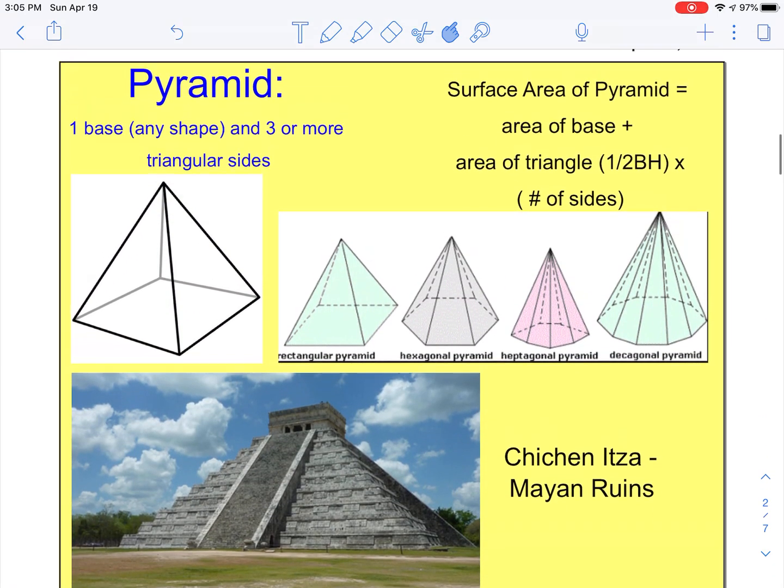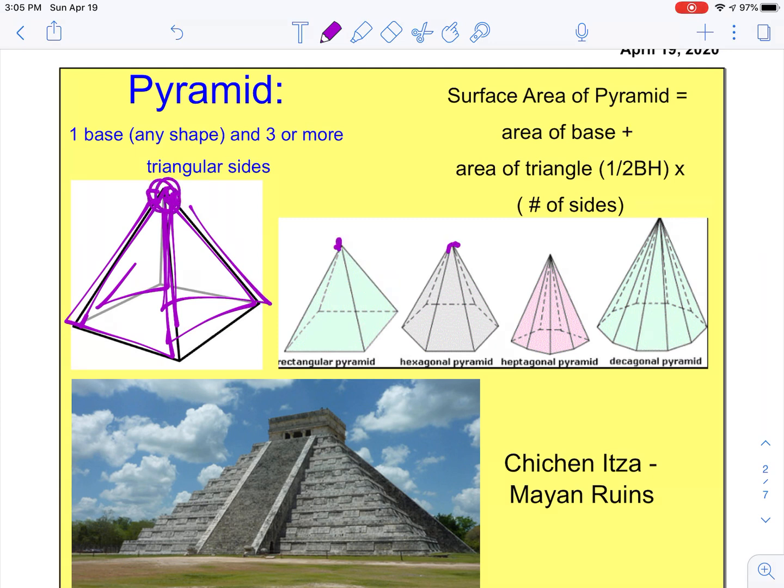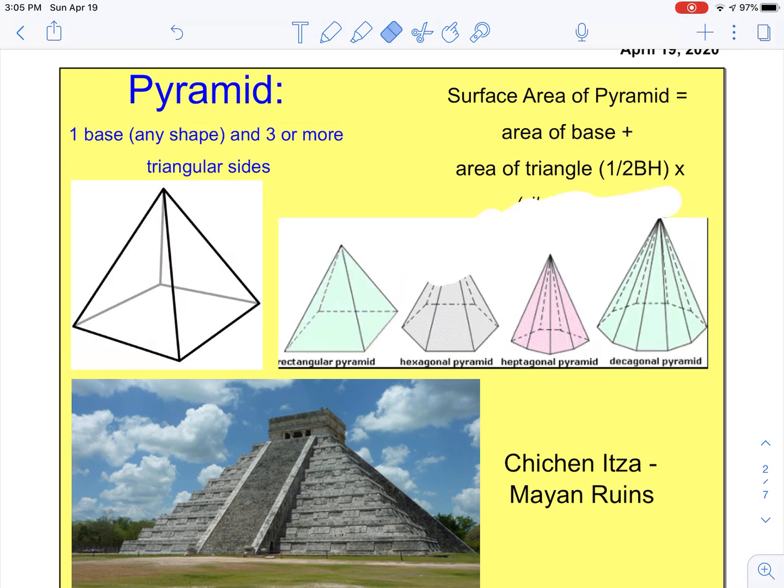So let's first start with a pyramid, okay? The easiest way to identify if it's a pyramid is if all the sides come to one point. That's how you figure out if it's a pyramid. So all of these, the sides come to a point. However, you'll notice that each of the bases is slightly different. Okay? So it's pretty easy when you think about the surface area. You think about the sides, okay? You take the area of the base, whatever the shape is. You know that formula. Plus, okay, so we took the area of the base plus the area of the triangle times the number of sides.